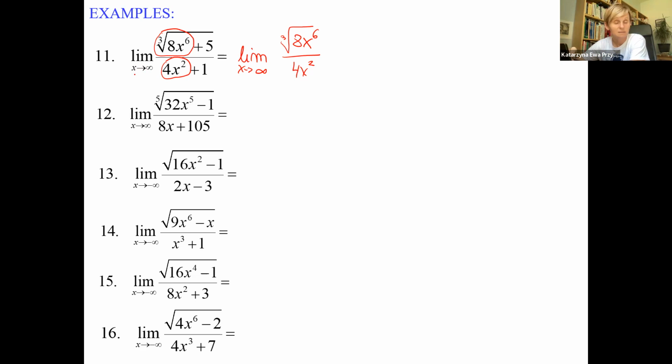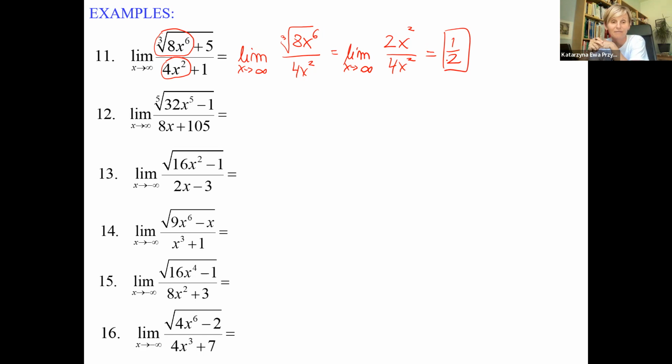This limit is x approaching positive infinity, so we don't have to be worried about any simplification of even roots. We have a cube root. As soon as we have x, we always have to write a limit notation. Cube root of 8 is 2. Cube root of x to the power of 6 is x to the power of 6 over 3, which will be x squared, because a cube root means rational exponent 1/3. Okay, and 4x squared.